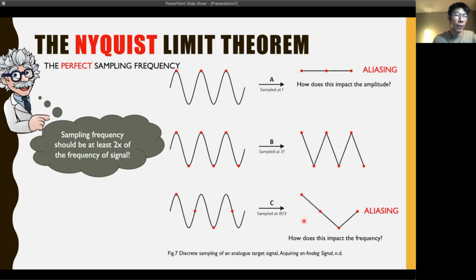Now, the Nyquist limit theorem tells us the perfect sampling frequency of signals, that we should take at least 2 samples for every cycle of the wave. If we take a look at the signal in the middle with 3 cycles, we're taking 6 samples, and the results closely resemble our original signal. And any sampling frequency less than 2 per every cycle, such as the one on the top and the one at the bottom, both result in inaccurate representation. This is known as aliasing, and just notice how it impacts the amplitude and the frequency of the original data.